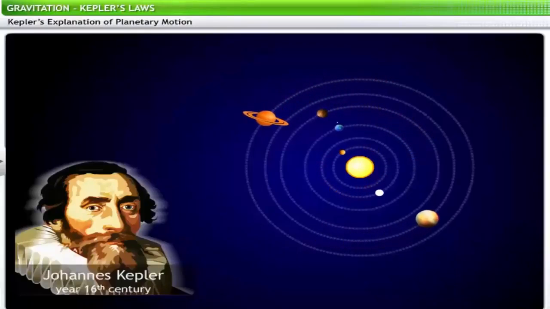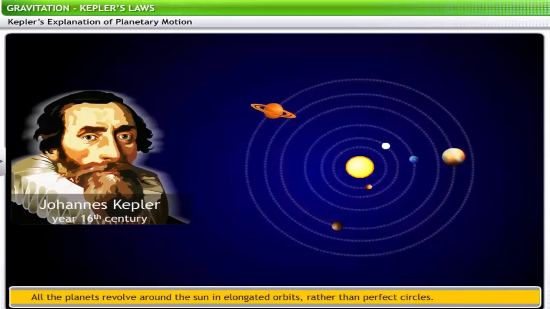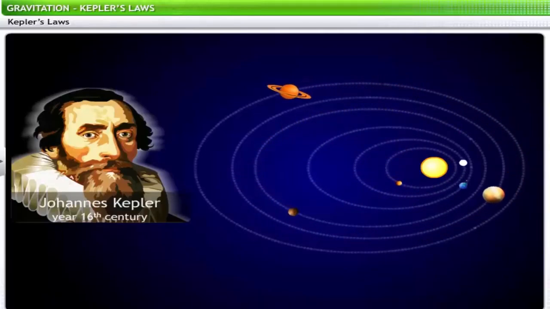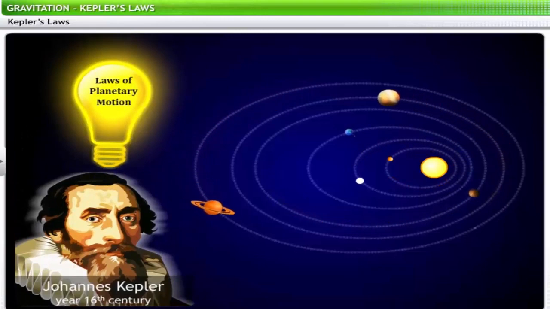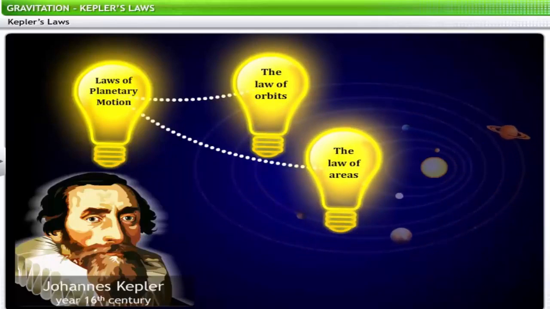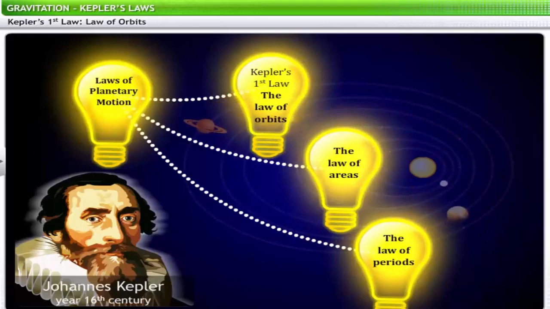In the early 16th century, Kepler studied the shortcomings of Copernican model using the data gathered by his teacher, Tycho Brahe. Kepler concluded that all the planets revolve around the Sun in orbits, which were elongated rather than perfect circles. Based on his observations, Kepler propounded 3 laws of planetary motion, known as Kepler's laws. Kepler's 3 laws of planetary motion are the law of orbits, the law of areas, and the law of periods. Let's look at each law one by one.